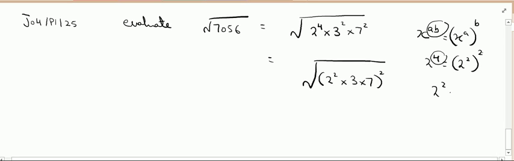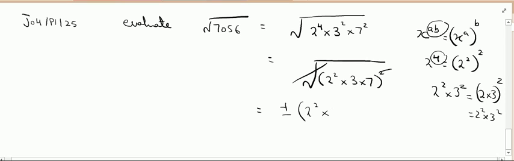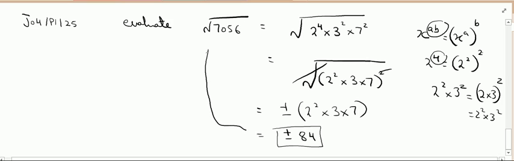Likewise, if you have 2 power 2 into 3 power 2, it can be written as 2 into 3 whole power 2. This will be equivalent to 2 power 2 into 3 power 2. So using that property, these two things will cancel out. So we will have plus minus 2 power 2 into 3 into 7, which is equivalent to plus minus 84. 2 power 2 is 4, 4 into 3 is 12, and 12 into 7 is 84. So when we evaluate the square root of 7056, it is equivalent to plus minus 84.